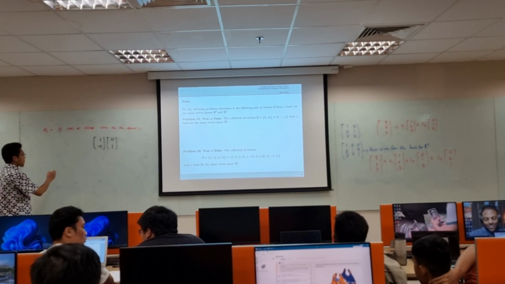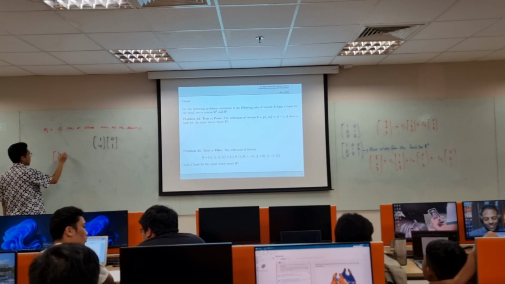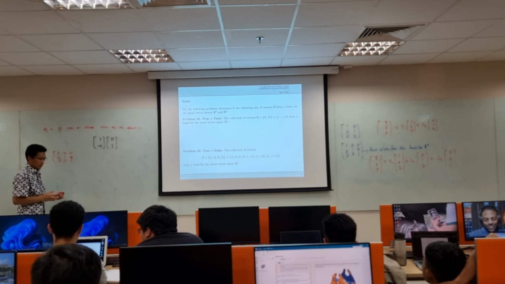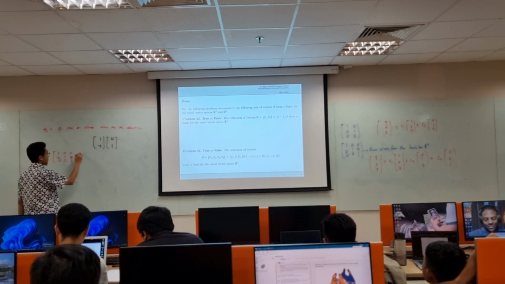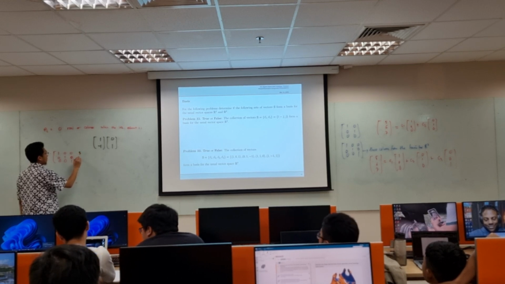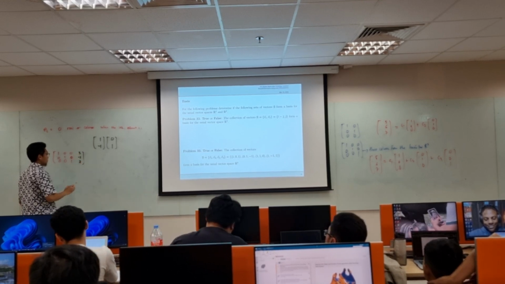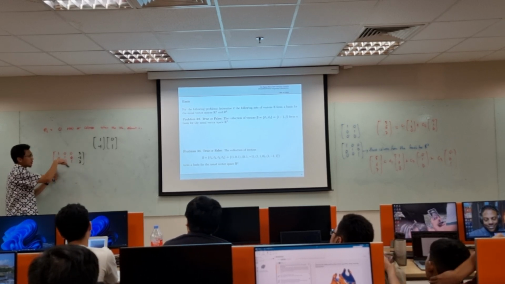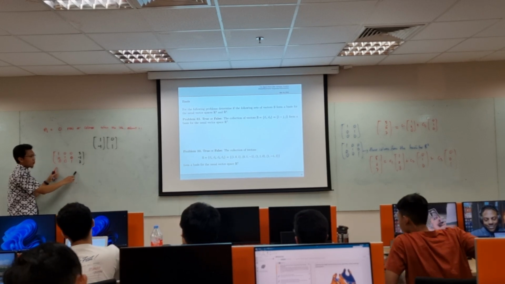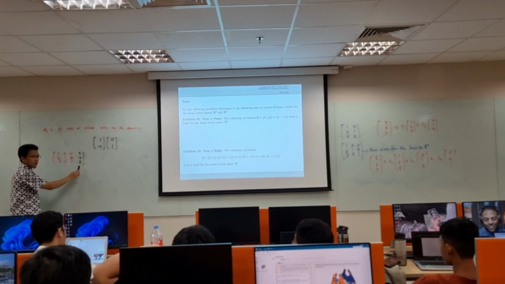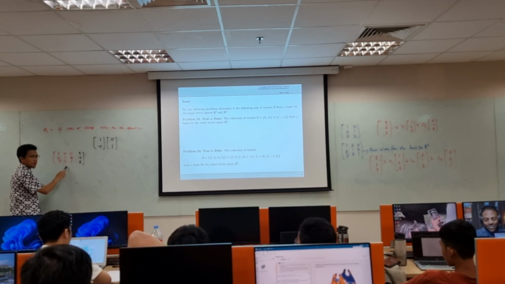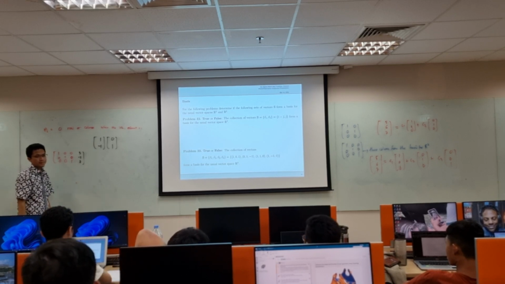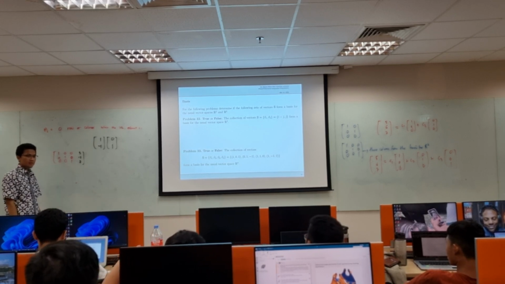Let me give you an example. 1, 0, 0, 0, 0, 1. If I give a number here, 3, minus 2, and then 7, I have 4 columns. These 3 columns are linearly independent. What about the fourth one? Is it dependent on the three? No.